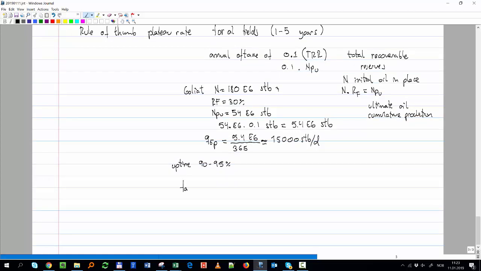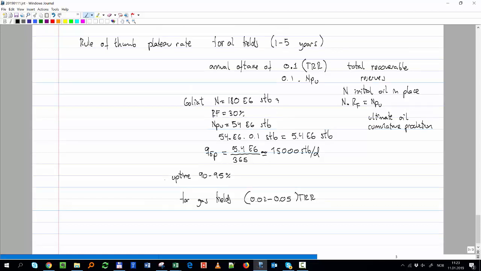Now, for gas fields, it's exactly the same thing. But here, I typically have 0.02 all the way to 0.05 TRR. It's much, much lower, and we are going to see now why that happens. Gas fields and oil fields are very different animals. You have to be aware of that. It's between 0.2% and 5%, and this will be 10% for oil.